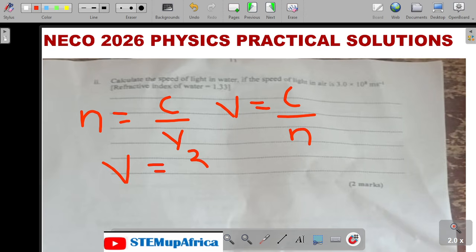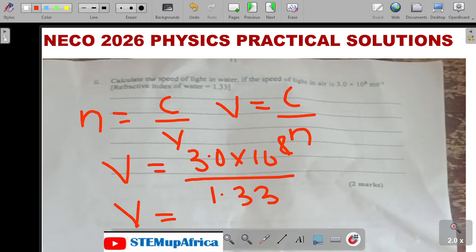My V simply is 3.0 times 10 to the power 8 over 1.33. So if I divide from my end, what am I having? 3 exponential 8 divided by 1.33 will give us 2.25 times 10 to the power 8 meters per second. So that is the solution to question 2.